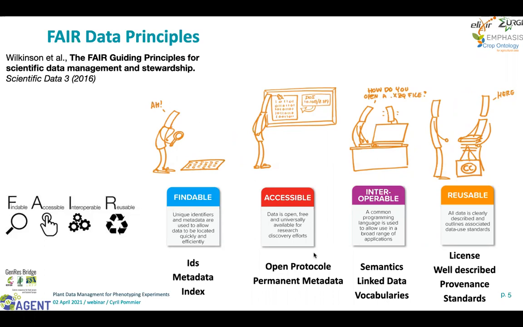Accessible, to have open protocol means to access it, and to have permanent metadata to be sure that in 10 years, 20 years, the description of the dataset is still publicly available. Interoperable, the I of FAIR, means that you have semantics, linked data, vocabularies that allow you to describe the dataset in a way that is understandable by everybody.